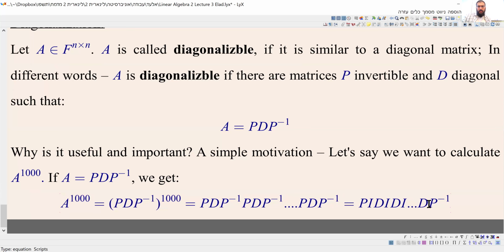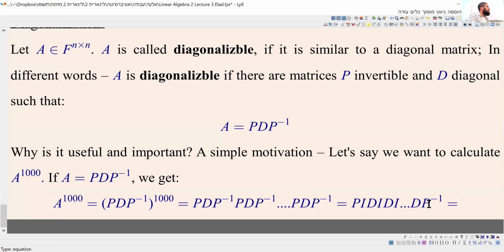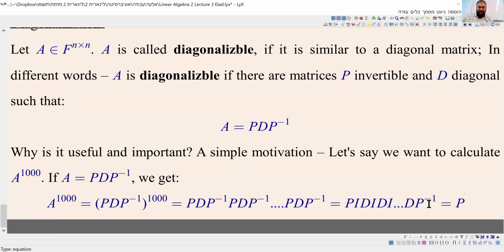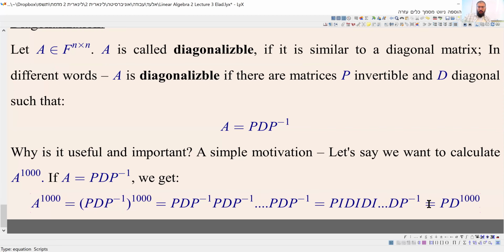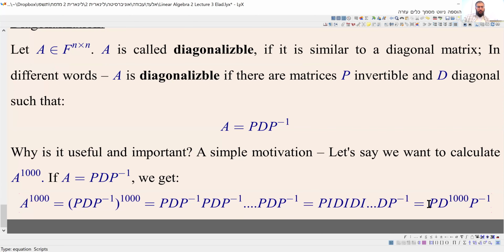And we don't have to write down the identity matrix when it comes to multiplication. So we actually have P D to the power of 1,000 and P minus 1.